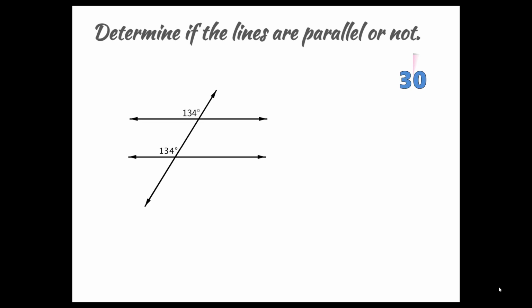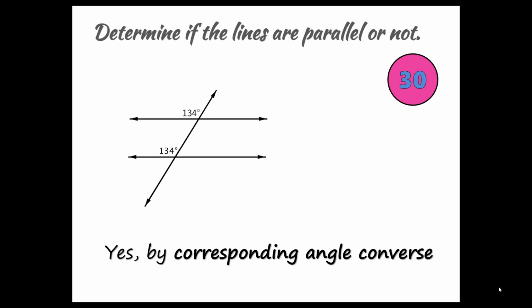All right, next example. Here we have two angles again, same value. We're determining if our lines are parallel by one of our converse theorems. Okay, so in this example, we do have parallel lines. Our two angles meet the definition of corresponding, so we can say corresponding angle converse.